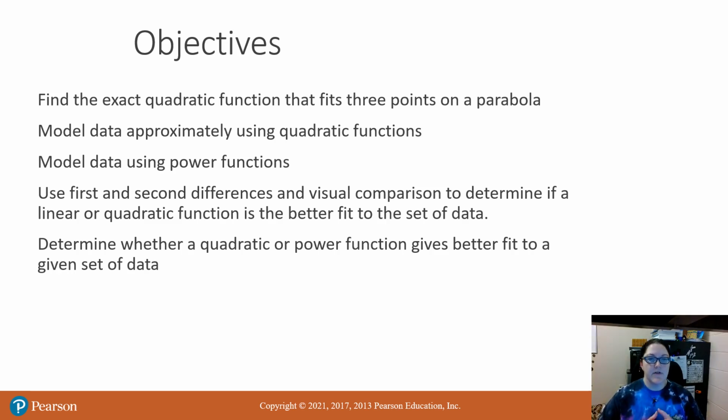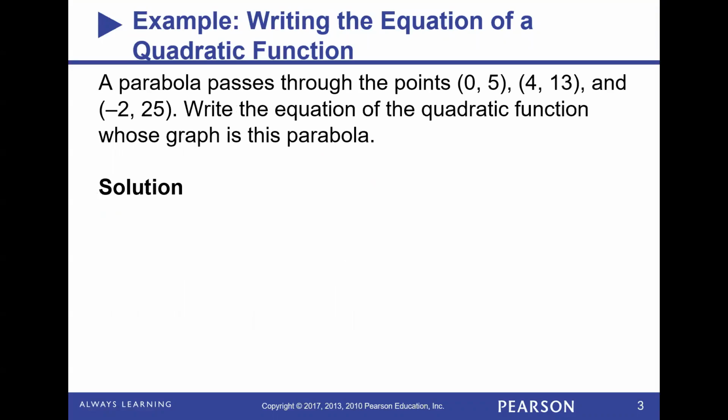But I will start the first problem by doing it by hand, but as long as you have your calculator, it will actually help you out tremendously through the majority of the problems. So a parabola is asked to pass through the following points: (0, 5), (4, 13), and (-2, 25). Now we're going to write an equation of a quadratic function whose graph is this parabola.